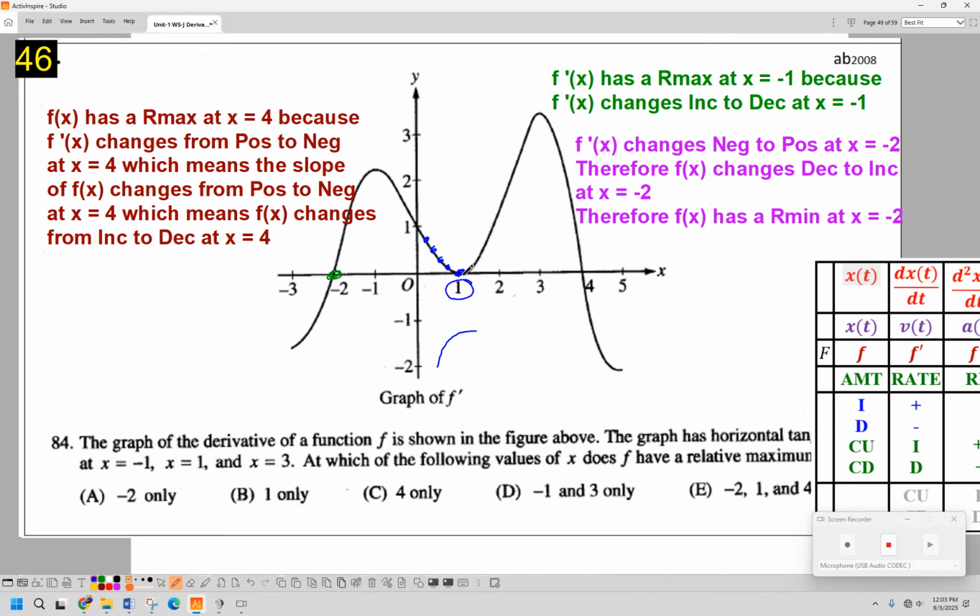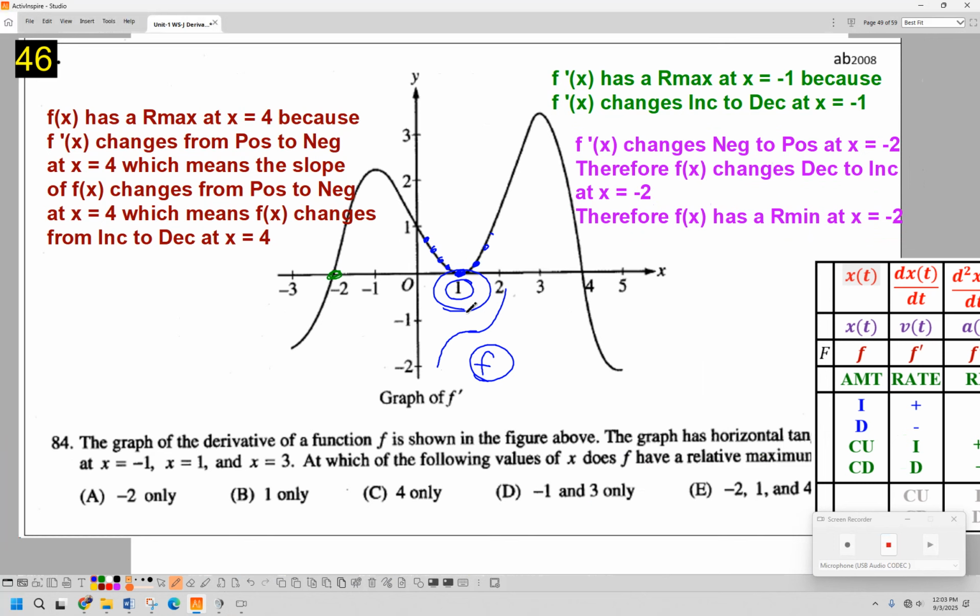Right here at x equal 1, the slope of f is 0. So I've drawn a slope of 0. Then the slope continues to be positive and then more positive. So f does something like that. That's kind of what f is doing around x equal 1. So that's not a relative min or a relative max.